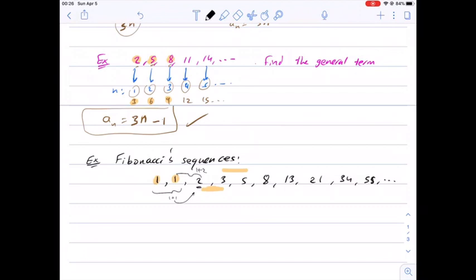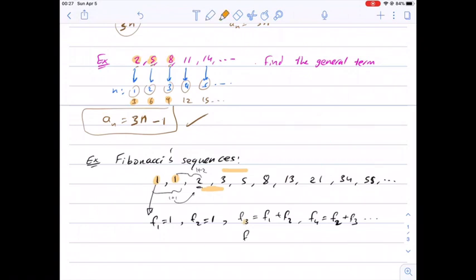Now, what is the general term of this sequence? As you can see, the first term is 1. So instead of using A1, A2, let's use F1, F2. F1 is 1 and F2 is 1 as well. Now what about the third term? The third term comes from adding the first to the second, and the fourth term can be obtained by adding the second to the third, and so on.